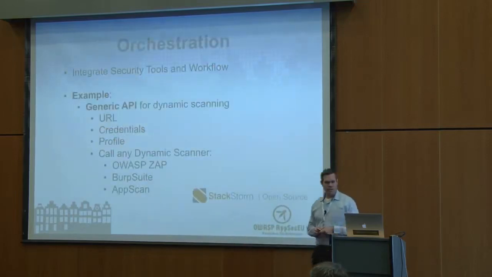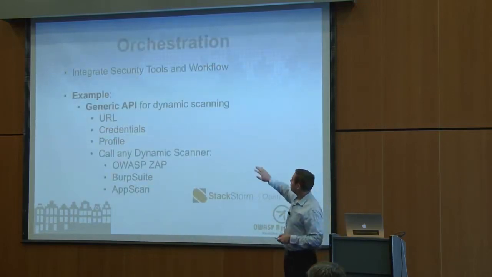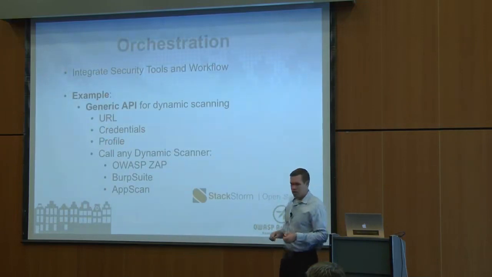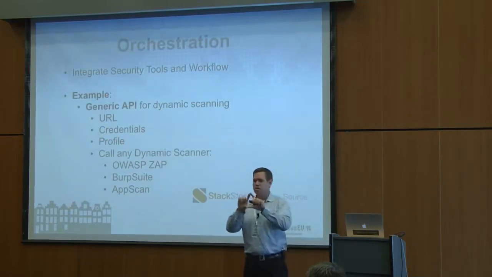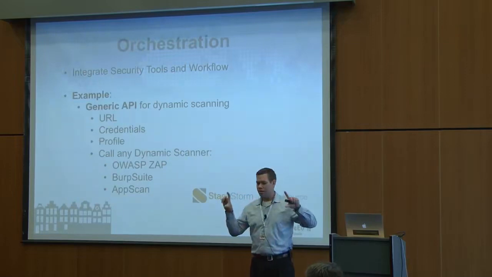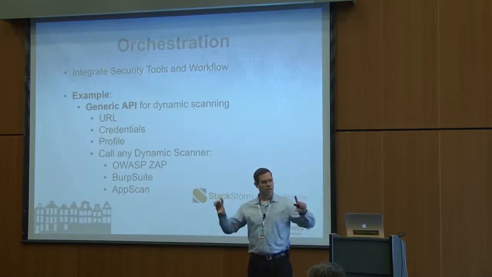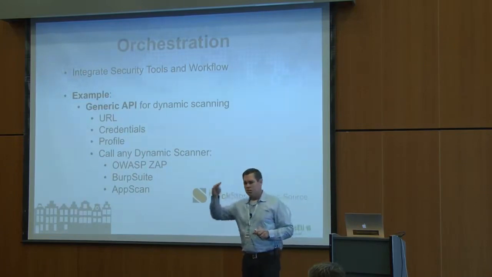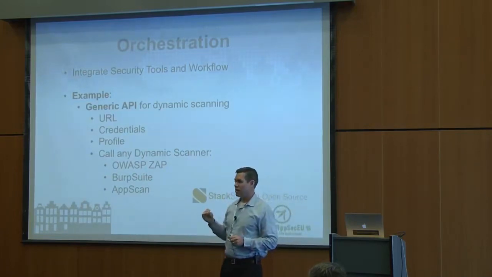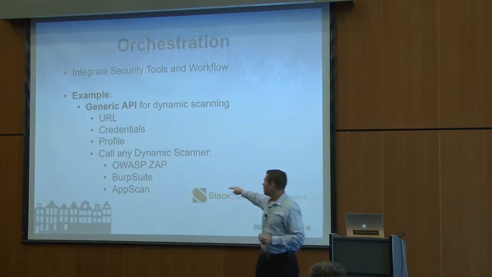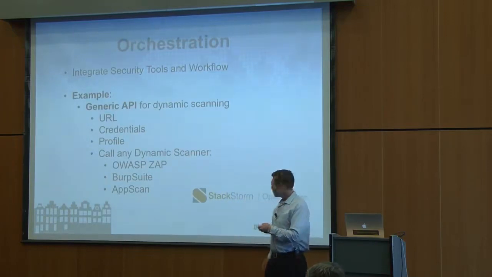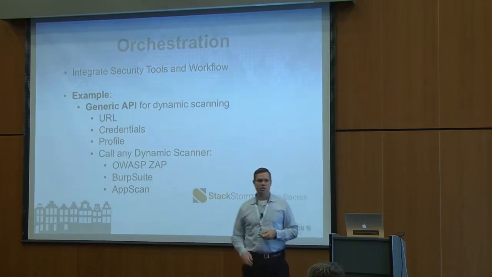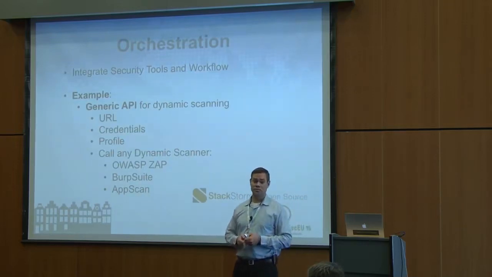So just some examples. Here's one: integrate your security tools and workflow. This is one thing I want to do, is create a very generic API. Because if you look at dynamic testing, there's a certain sort of thing that needs to happen. You need certain pieces of information to kick off a dynamic scan. Well, in the background, you can then say, what do I want to call? Do I want to call Zap? Do I want to call AppScan? Pick which one of those you want to call. Maybe you want to run them all.